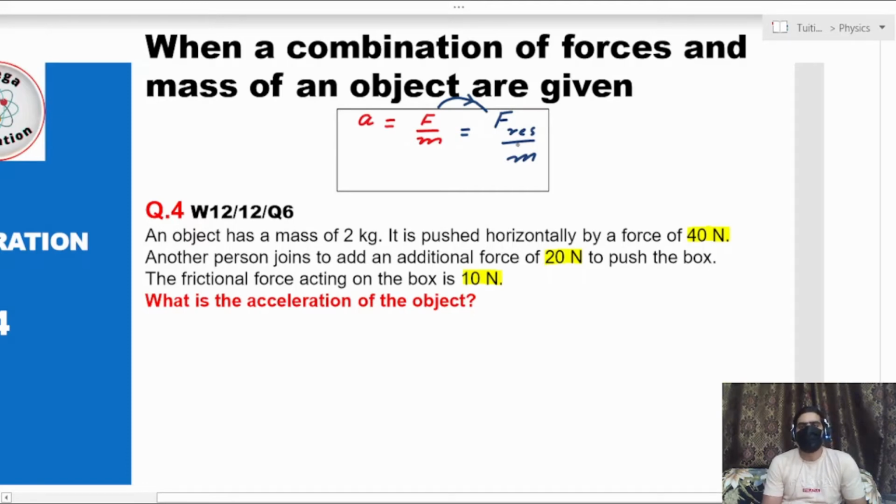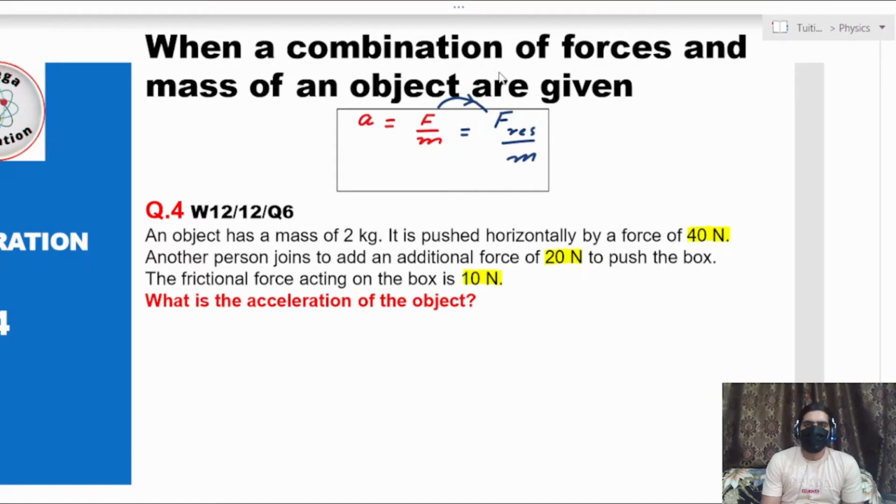You can write it down, because it should be clear that whenever we are using the formula a equals F over m, F there stands for the resultant force. So when there's a single force, like there was in the previous case, the resultant force would be just the same. But when you have a combination of forces, when you have more than one force, in that case, the resultant force might be a little bit different.